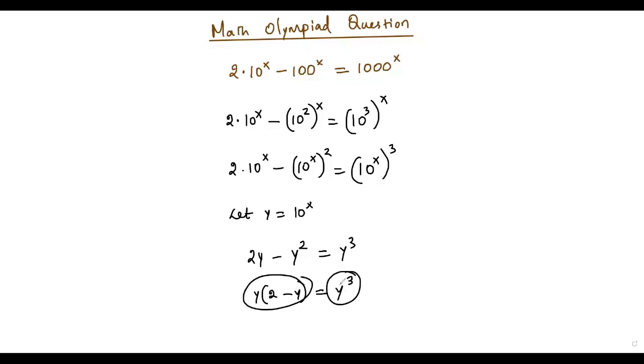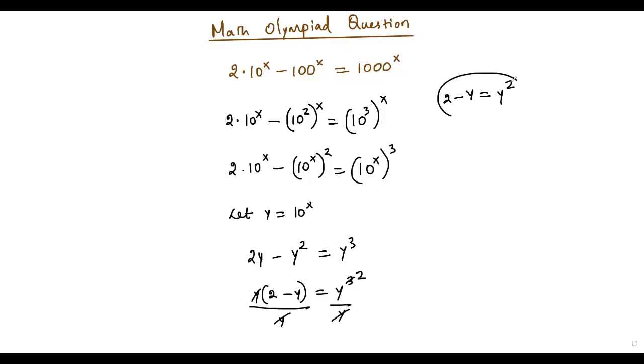So both the terms in this equation have the common divisor y. So I divide both sides by y. So this y will cancel out. So y will cancel, then this exponent will become 2. So I get 2 negative y equals y squared.